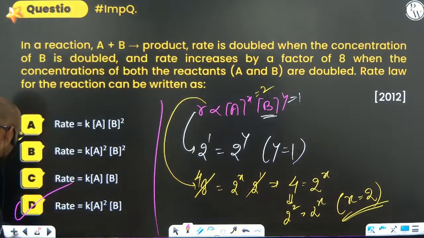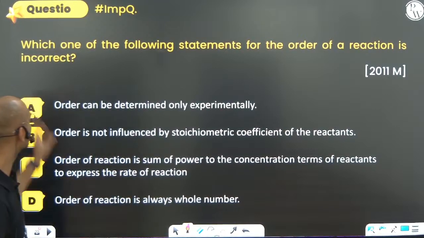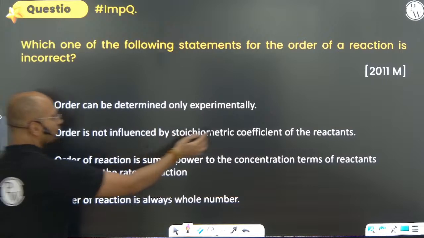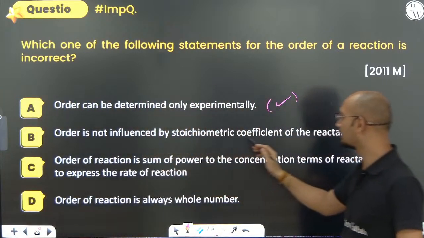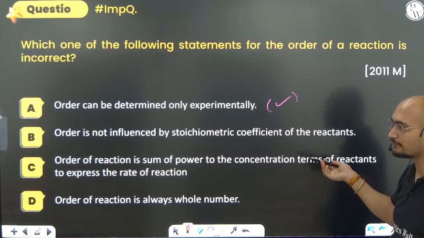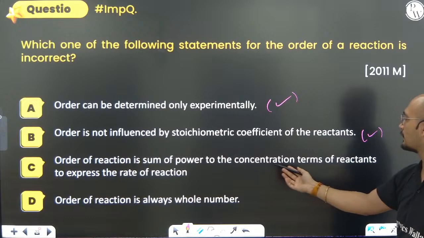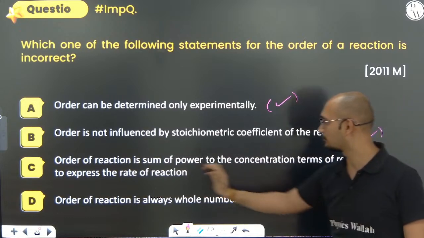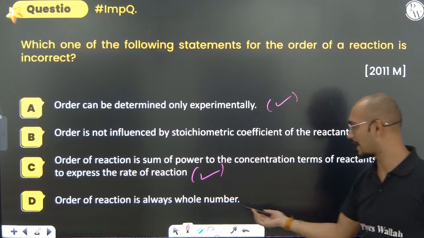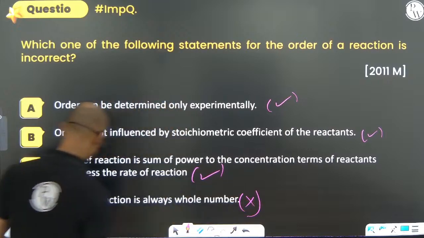Okay, not a big deal. Next. Which one of the following statements for the order of reaction is incorrect? Order can be determined only experimentally. Yes, so it is true. Next, order is not influenced by stoichiometric coefficient of the reactants. Yes, for sure it is also correct. Next, order of reaction is some power of the concentration of the terms of the reactant to express the rate. Yes. Order of the reaction is always whole number. No, it is wrong. So that's why it is the correct option.